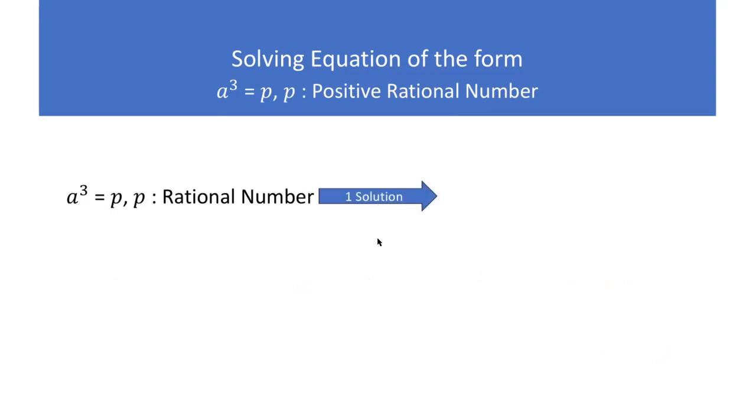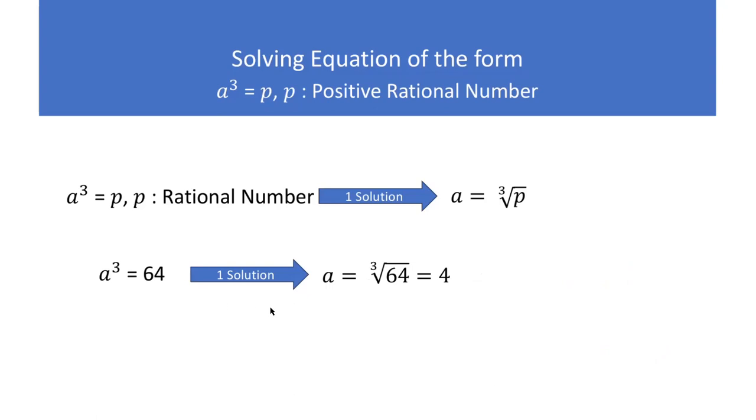One solution here, one solution. If p is positive, you get a positive answer. If p is negative, you get a negative answer. So a is equal to the cube root of p. Example, a cubed is equal to 64.